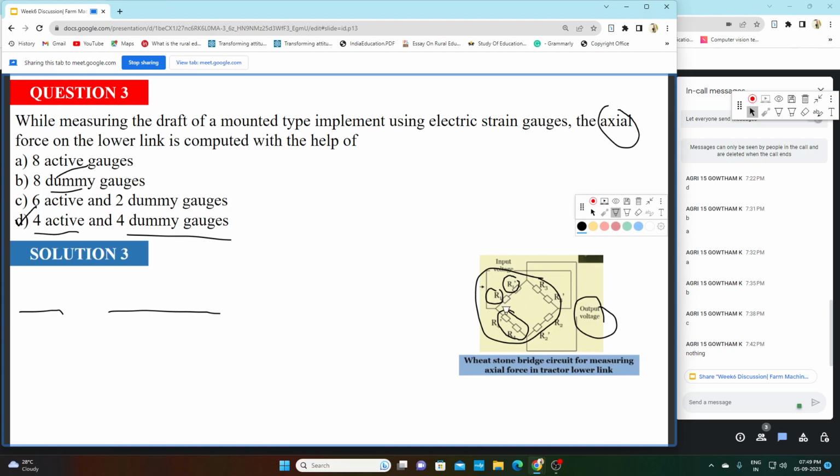Due to the combination of active gauge and dummy gauge, the error is reduced. That is why for each active gauge we provide one dummy gauge. So for 4 active gauges we provide 4 dummy gauges. So this is the concept. So D is your answer.